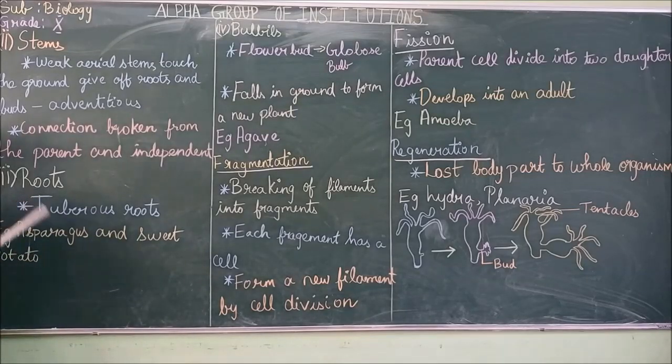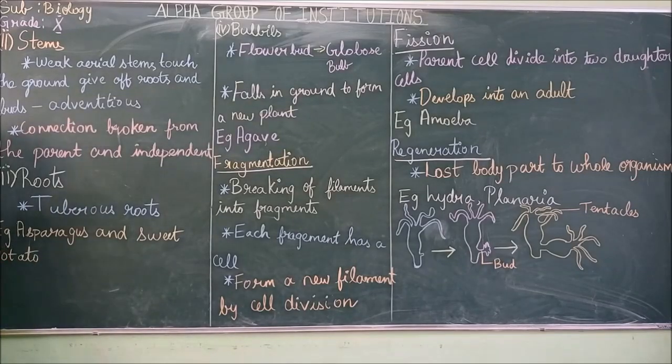Next is the roots, tuberous roots. Tubers are mostly the round ones, nothing but the potato. All the potatoes are called tubers. So the asparagus and the sweet potato, all these are tubers. From the tubers, a new plant will be formed.